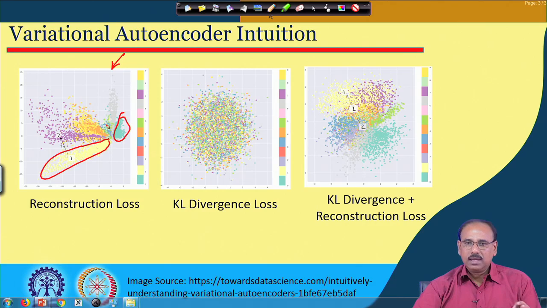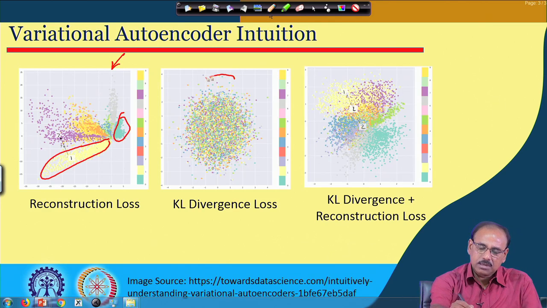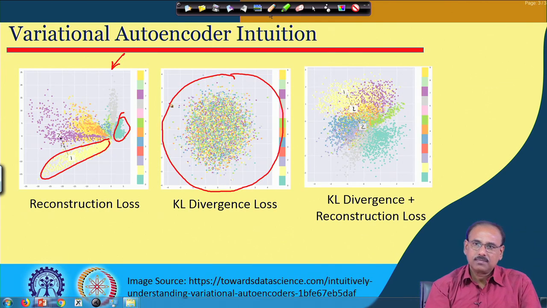If I use only the KL divergence loss, where we try to minimize the KL divergence between a prior probability distribution, which is zero mean Gaussian with unit variance, and the distribution that we get from the training data, and if I do not impose any reconstruction loss, then all these distributions will try to be the same as the normal distribution with zero mean and unit variance, and the data distribution for all the classes will be something like this.